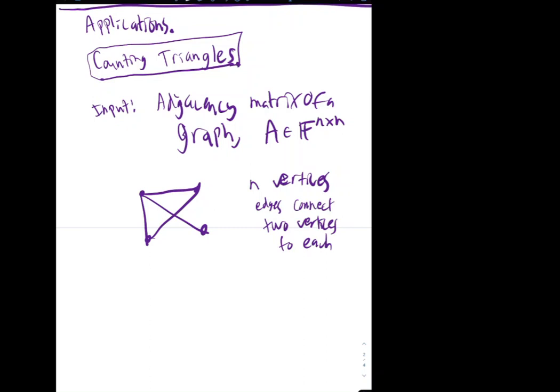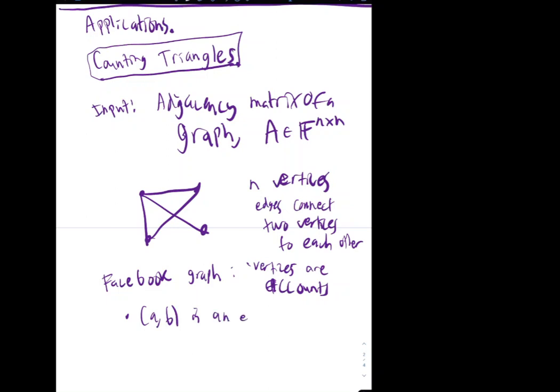So a concrete example would be like the Facebook graph, where vertices are Facebook accounts and edges represent friendships between accounts. So vertices are accounts, and AB is an edge in the graph if account A is friends with account B. And we're just dealing with undirected graphs. So, like on Facebook, if you're friends with Bob, then Bob is friends with you. There's no way for you to be friends with Bob and the reverse to not be the case.